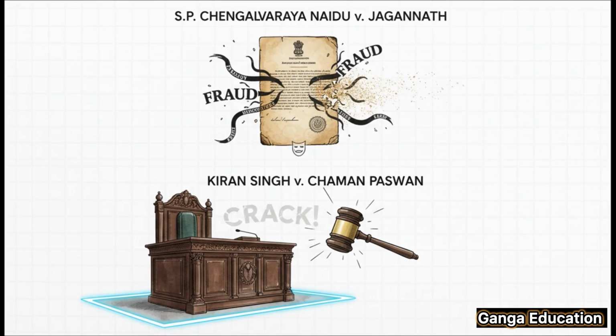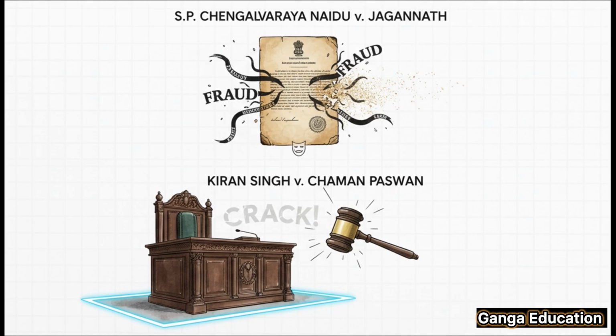Now for a couple of landmark cases you absolutely must remember. In SP Chengalvaraya Naidu versus Jagannath, the Supreme Court made a powerful statement. A judgment obtained by fraud is a nullity. That means it's void from the very beginning, as if it never existed. And in Kiran Singh versus Chaman Paswan, the court held that a decree passed by a court that lacks jurisdiction is also a nullity. It has no legal effect whatsoever.